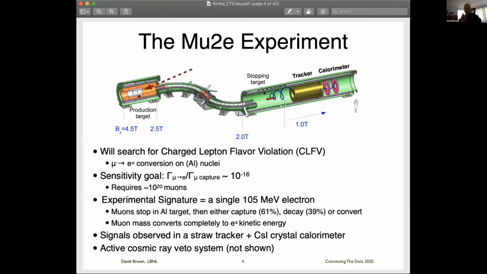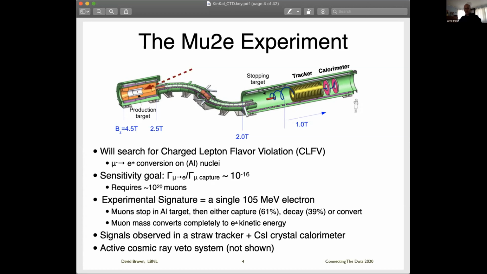To explain that, I'm going to have to tell you about the experiment I work on, which is the Mu2e experiment. This is a medium scale experiment that will be running at Fermilab starting in 2024. It's a search for charged lepton flavor violation in the conversion of a muon, a negative muon, into an electron in the field of an atomic nucleus, in this case, aluminum.